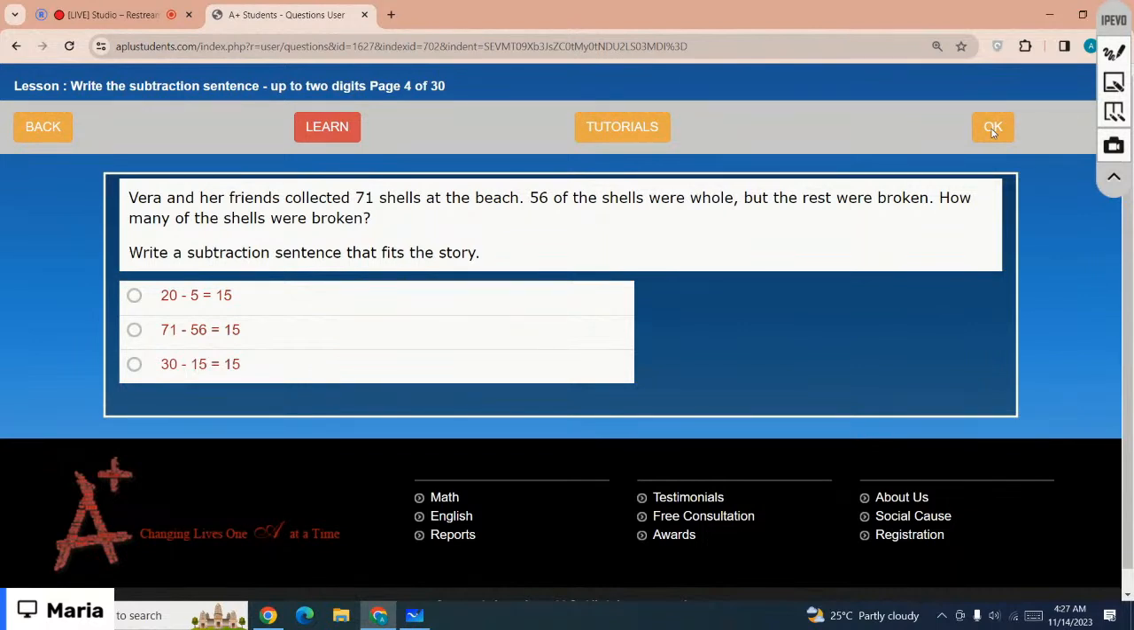So, the correct option is, yes, that is 71 minus 56 equals 15. That means 15 of the shells were broken. The correct option is the second one, 71 minus 56, that equals 15.